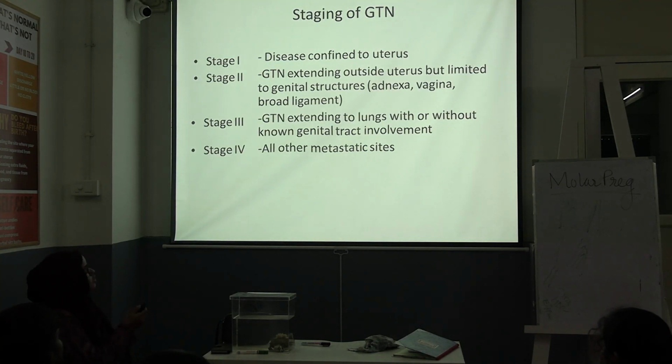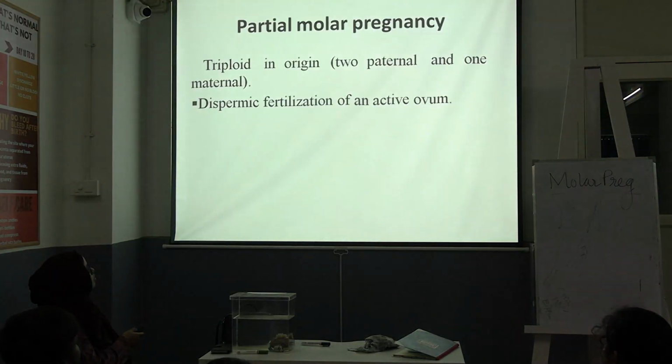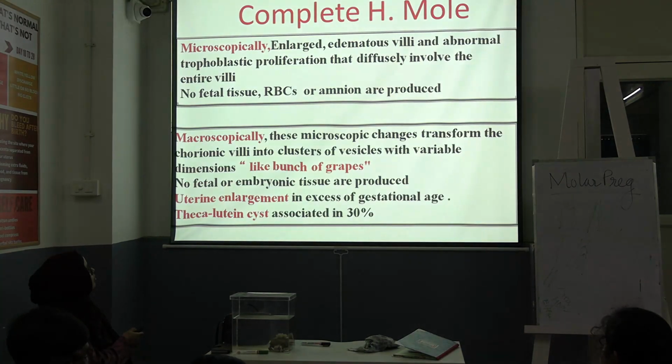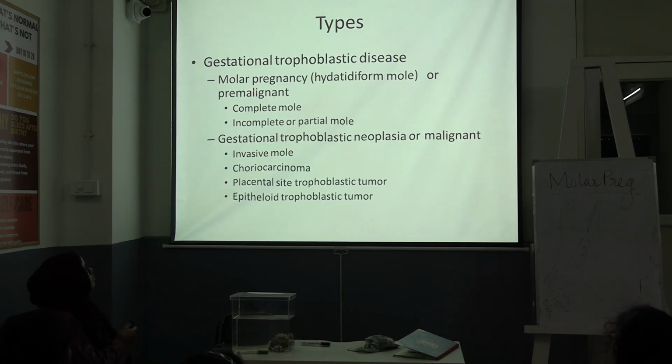This is the staging of GTN. GTN means neoplasia. Okay. This is the classification of gestational trophoblastic disease. It is divided into 2 parts, pre-malignant and neoplastic or malignant. Pre-malignant are complete mole and partial mole, and neoplasia or malignant are invasive mole, choriocarcinoma, placental site trophoblastic tumor, and epithelioid trophoblastic tumor. These are the 4 types. Okay. The most dangerous is choriocarcinoma.